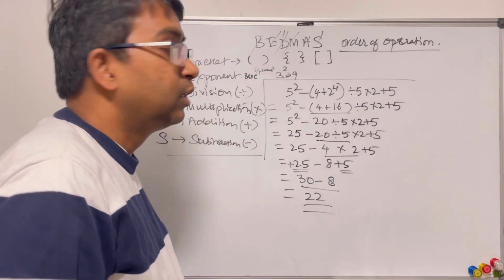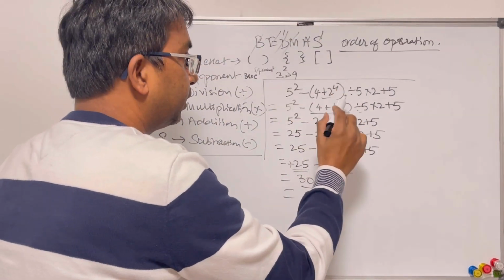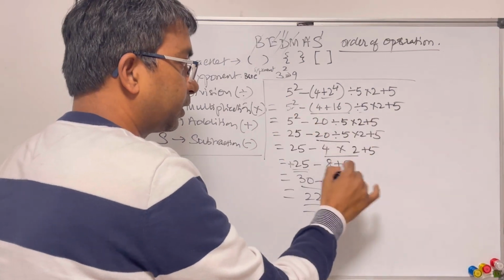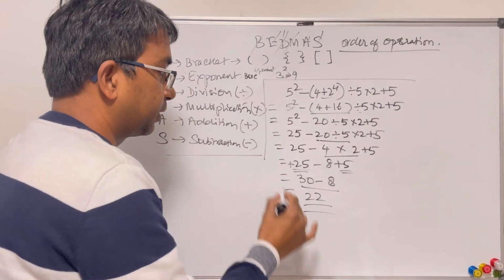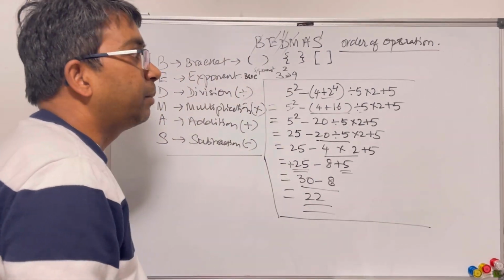Here is your answer. So you follow all the rules, right? Brackets, then division, exponential, then multiplication, addition, and then subtraction. This is how the BEDMAS rule is followed on a mathematical equation.